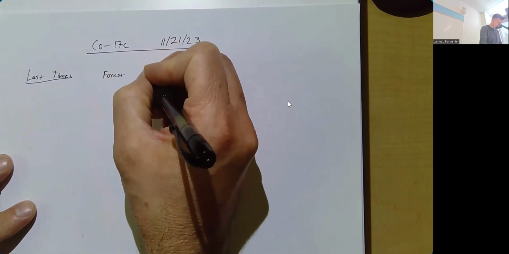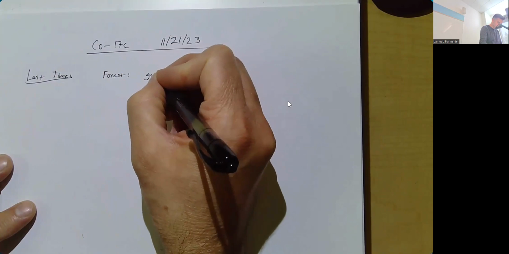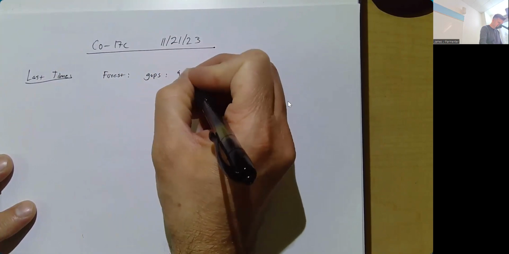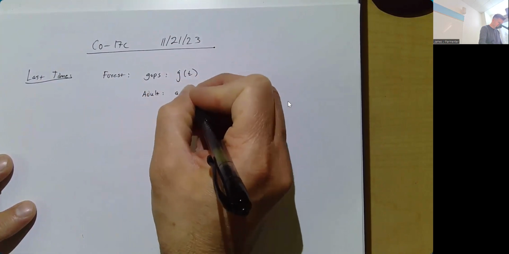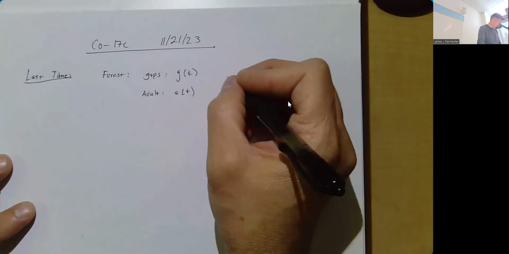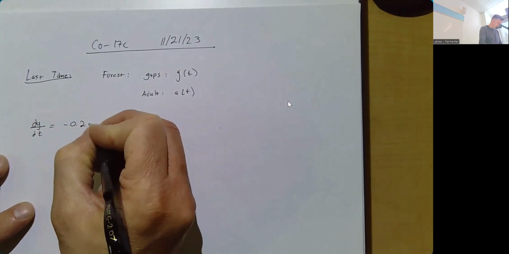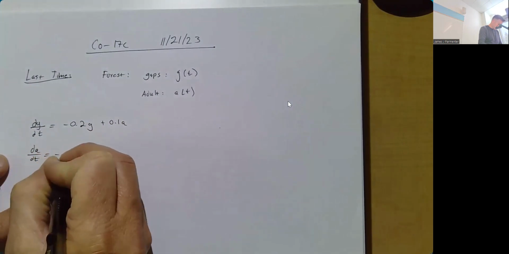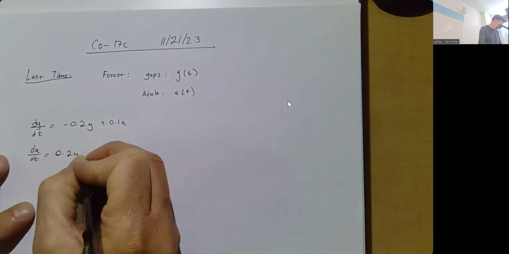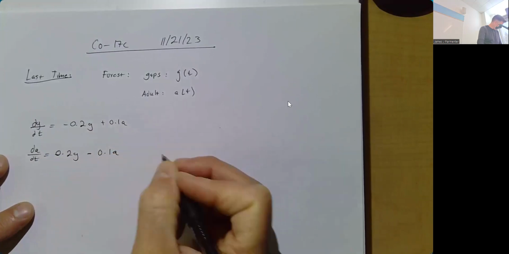We had a forest. We have gaps, which are going to be G of t, and we have adult trees, that's going to be A of t. And both of these is the amount of area, right? And then we're told that dG/dt is equal to negative 0.2 G plus 0.1 A. dA/dt is equal to positive 0.2 G minus 0.1 A.